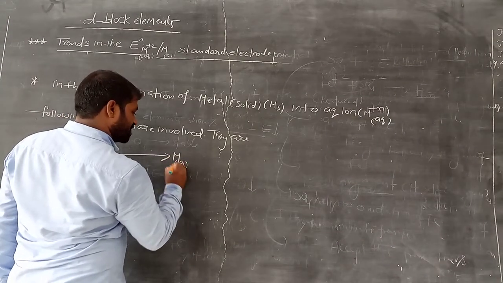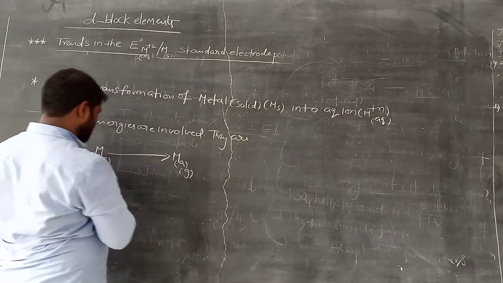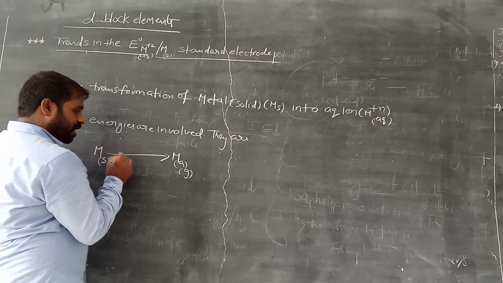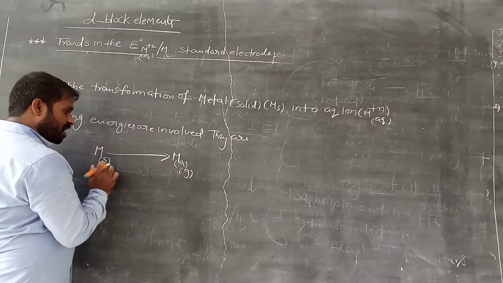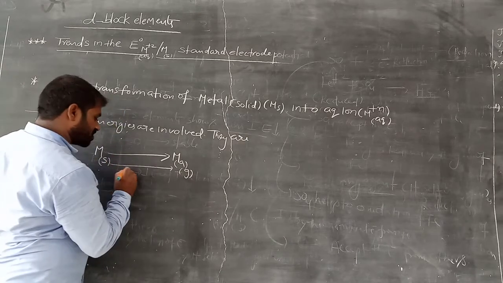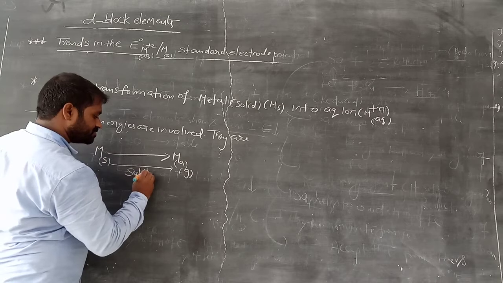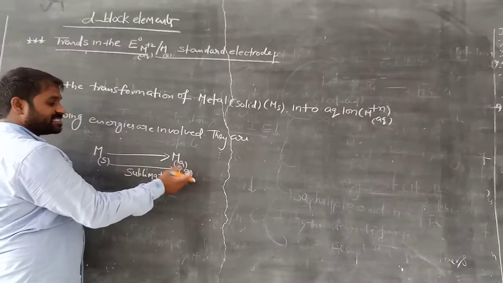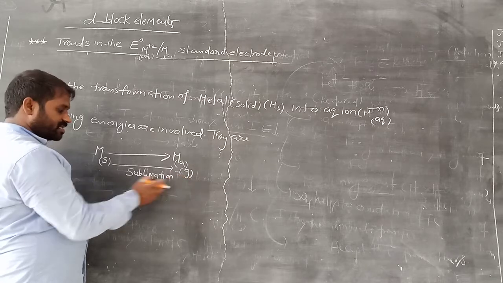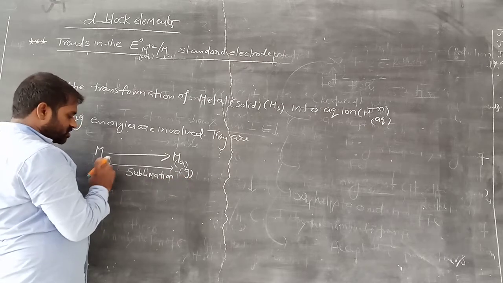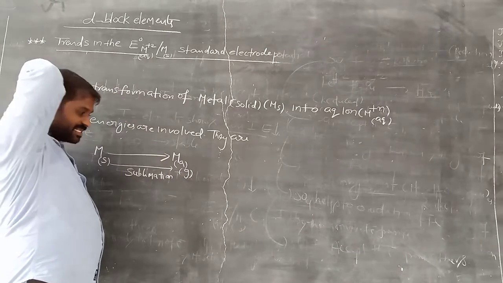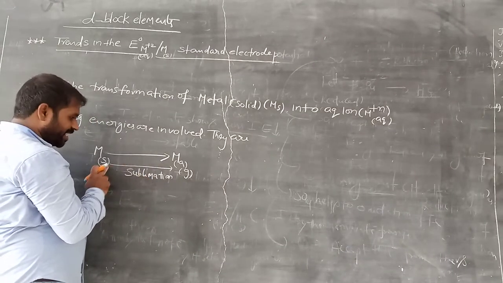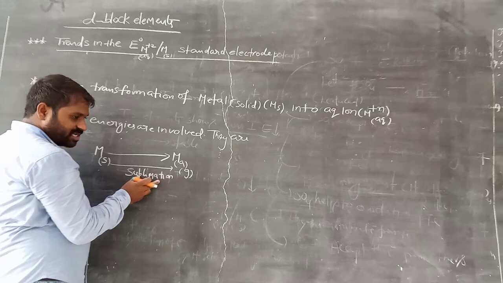M atoms. Which atom is it? These solid metals split as atoms. Here we offer some energy. Solid directly converted to gas is called sublimation. Am I right? Here these solid metals are converted to atoms. Solid directly converted to gas, that phenomenon is called sublimation.